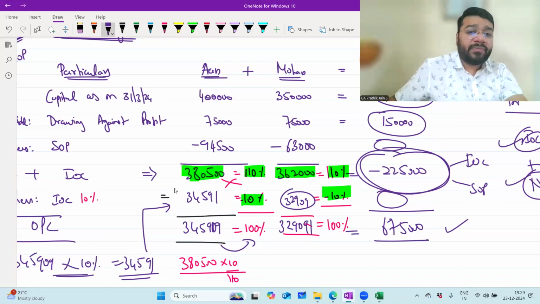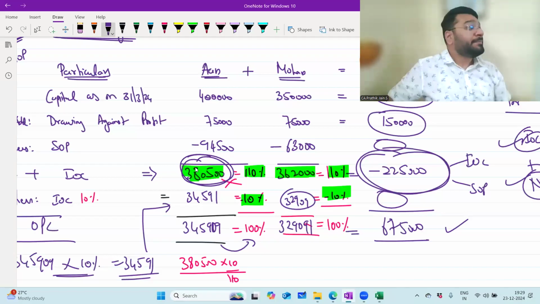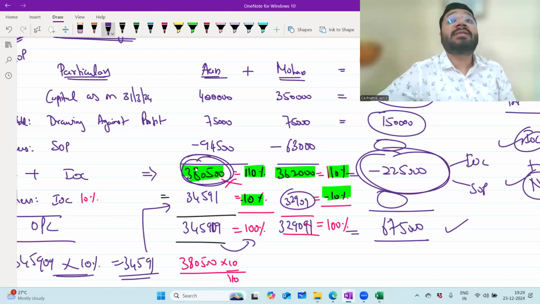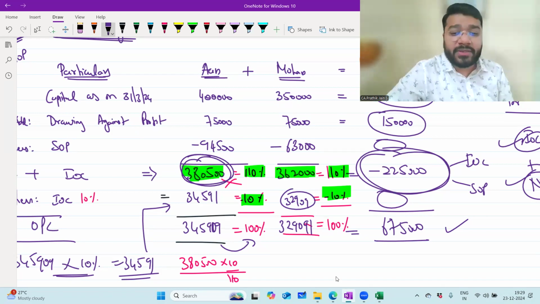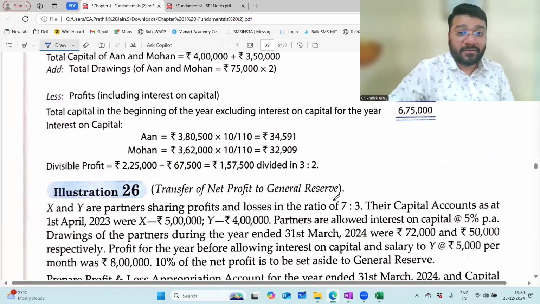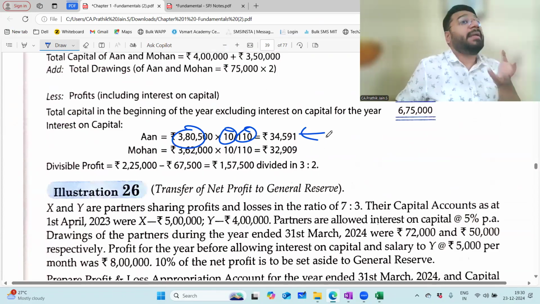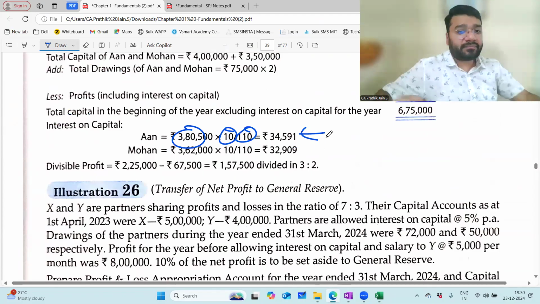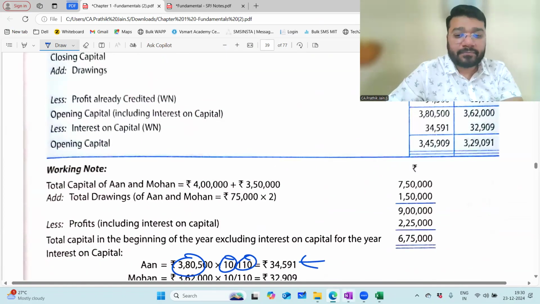This process of calculation is called the extraction process. From this amount, we're extracting IOC. This is also called grossing up, or the grossing up method. It is very commonly used in CA. This is not a CA method, by the way. It's there in your textbook itself. 385 into 10 by 110. It is just like a given elaborate explanation. Any problem?